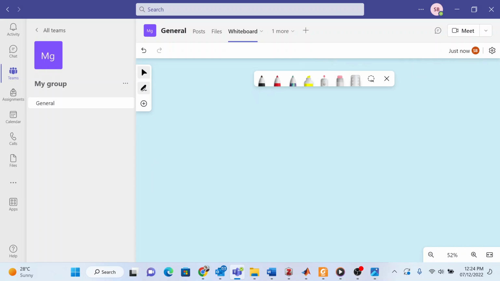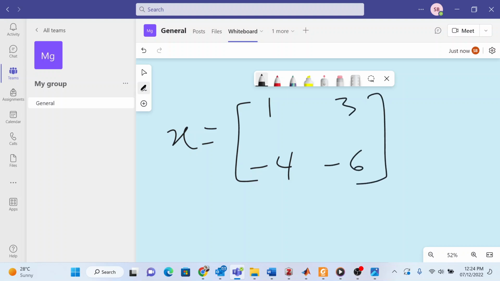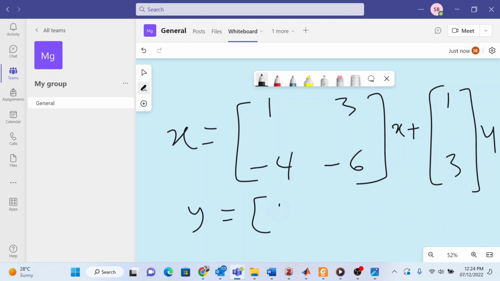Now let's look at what they want us to do here. Looking at our question, let's write down the matrix again. The matrix that we are working on is this: 1, minus 4, then 3, and minus 6, as the matrix we are working on from the question. And this is 1, 3, U, while Y is equal to 1, 4, H. So that's the matrix we are working on.